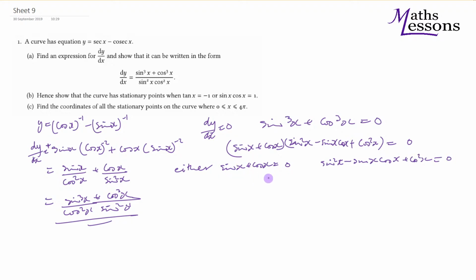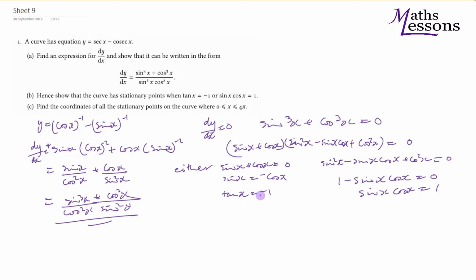So from here we can therefore get sin x equals minus cos x. Divide both sides by cos x, we get tan x equals minus 1, which is what we wanted to show. Over here, cos squared plus sin squared is 1, so we get 1 minus sin x cos x equals 0. So therefore sin x cos x equals 1. Take that to the other side and you end up with that equaling 1.